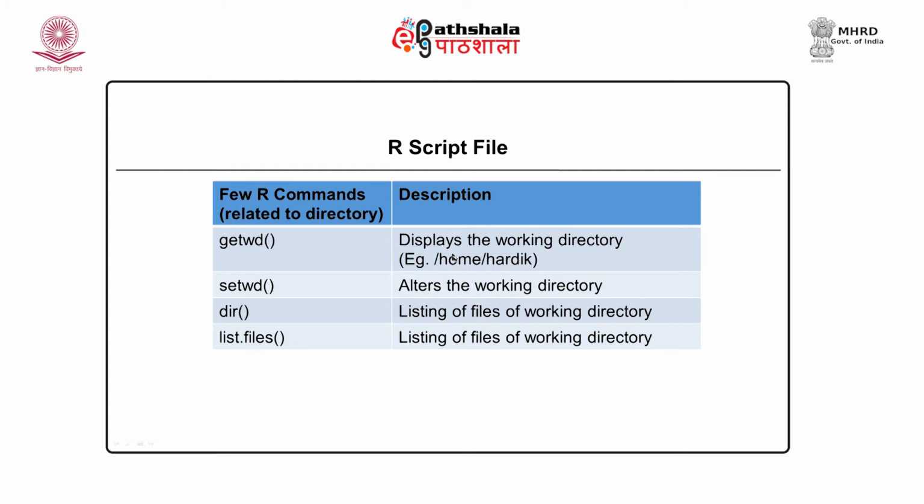If I want to change the working directory, the command will be setwd, and within this I can provide the directory path. So, the setwd command will take some argument. It will take the path of the directory on which I want to set my current working directory. Few other commands are dir or list.files.